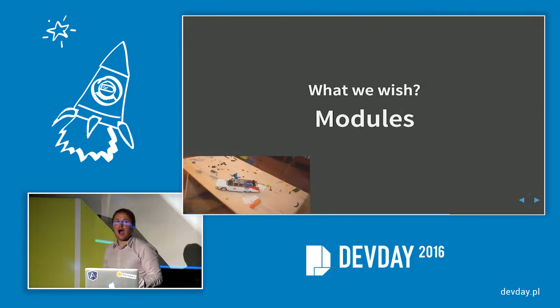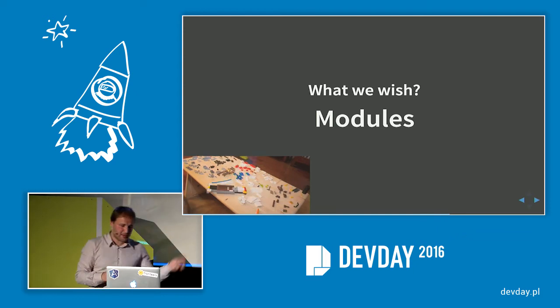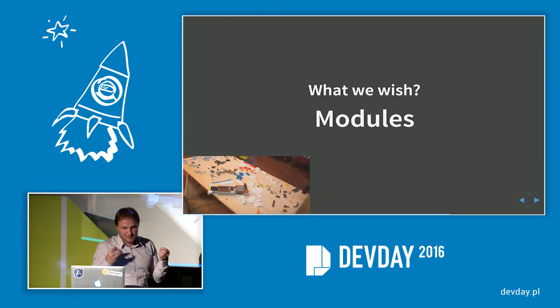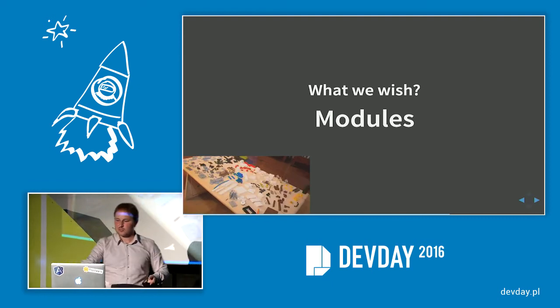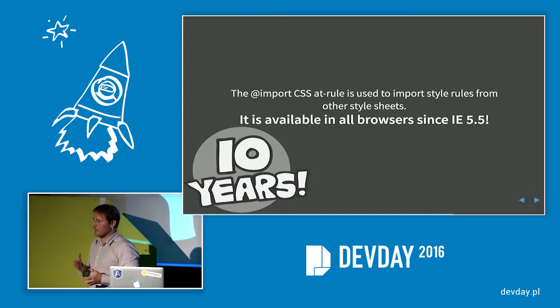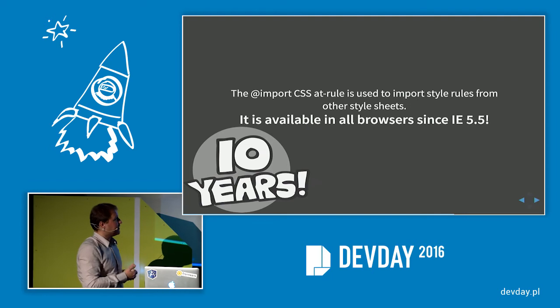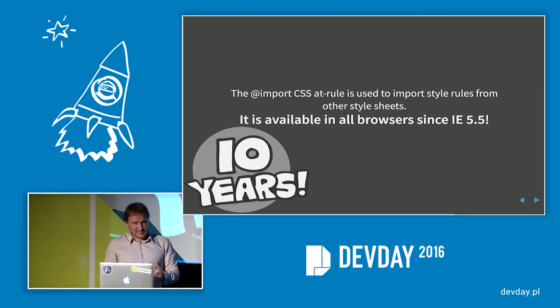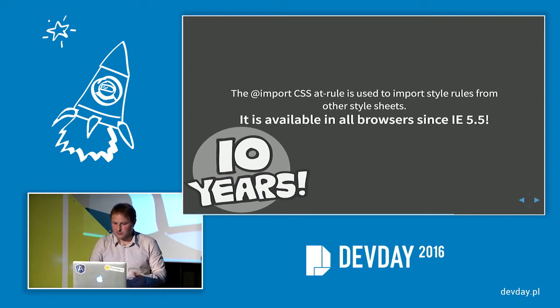Now we are happy with how we write the code because we have variables, mixins, nesting. But how do we separate, how do we actually structure this, how do we provide modules? And here is another surprise: the @import CSS rule has actually been in most browsers for 10 years, since IE 5.5. Let's take a look at how it works and then try to understand why we still don't use it.